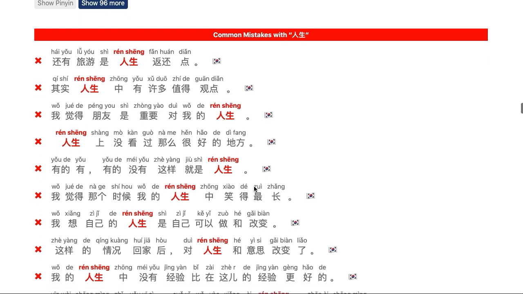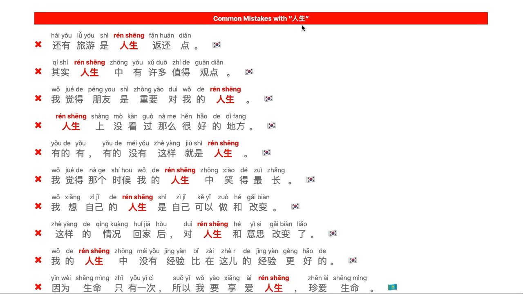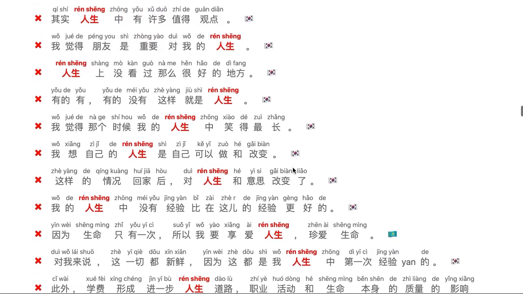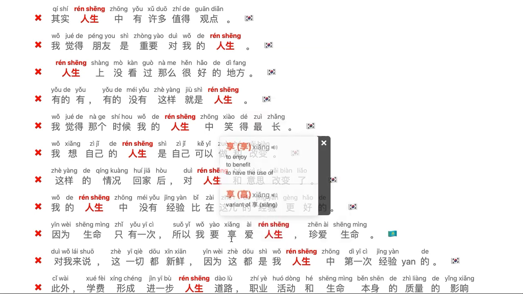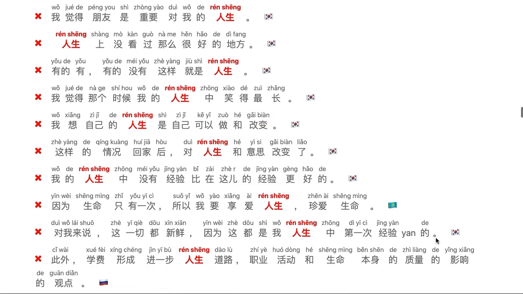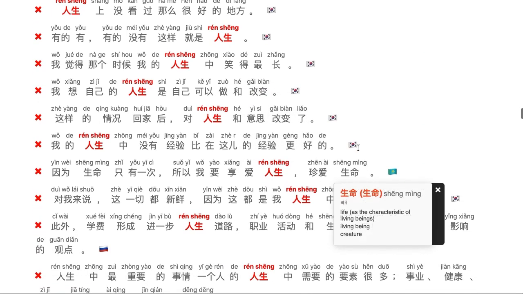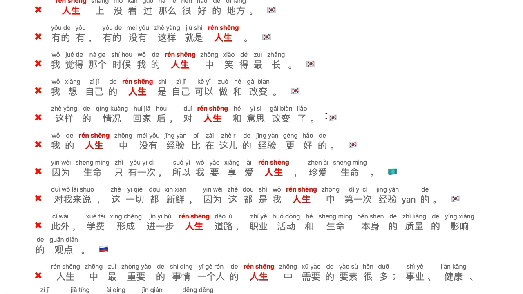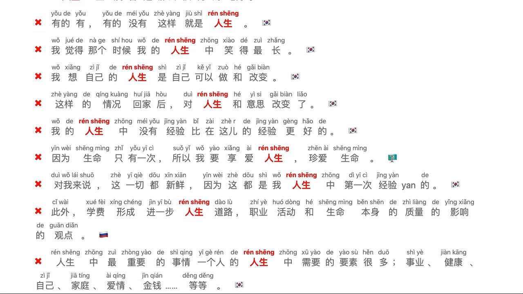And moving on, let's take a look at some common mistakes with 人生. So these are some of the mistakes the learners make, but the problem might not be the word 人生. For example, in this sentence, the person wrote 想爱人生, but he meant 享受人生, right? He just miswrote this. By the way, these flags indicate the origin of these students. So, for example, this student is from Kazakhstan.